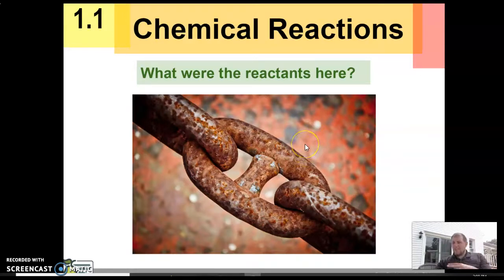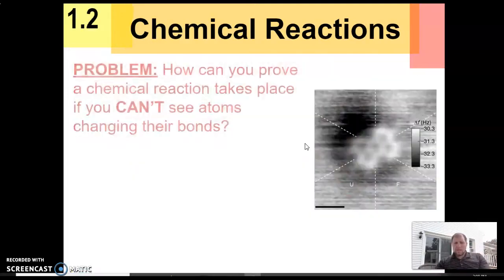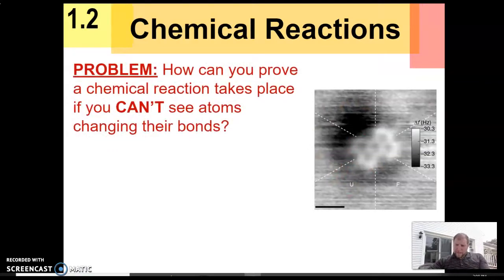The reactants were iron and oxygen. Okay, you started with iron and oxygen, and the products were rust. Reactants, iron and oxygen. Products were rust. Okay, now here's a problem with chemical reactions, and it's this.